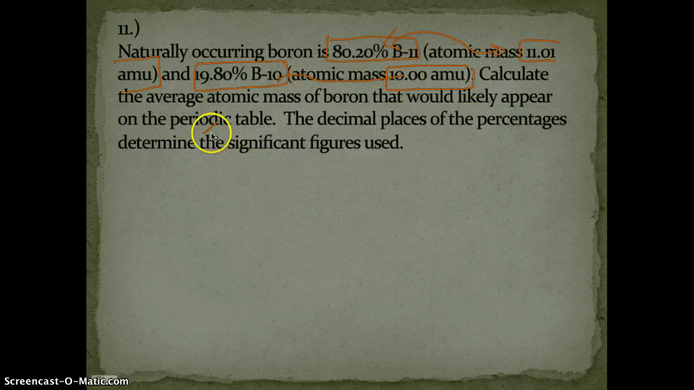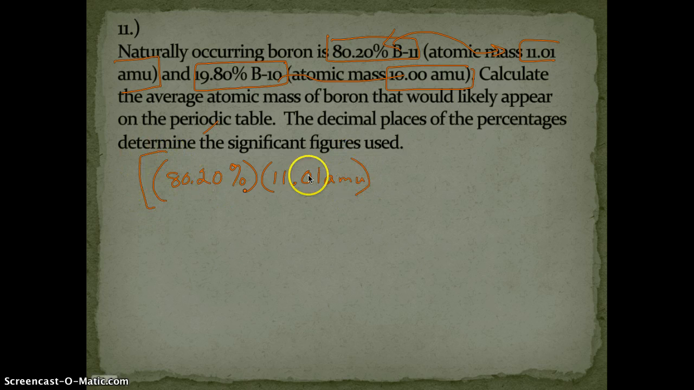All right, so you'll recall the way that we set this up is we multiply the percentage by the mass, we add it to the second percentage times the mass, and then we divide by 100 to get a percent. So we've got 80.20%, and just label everything. All right, and we are going to multiply that by 11.01 AMUs, and we'll stay with AMUs. You could go to grams if you want.